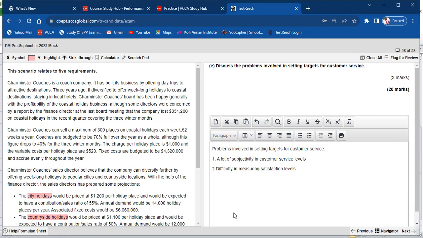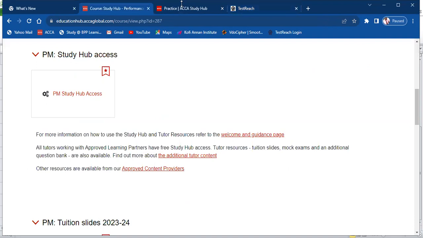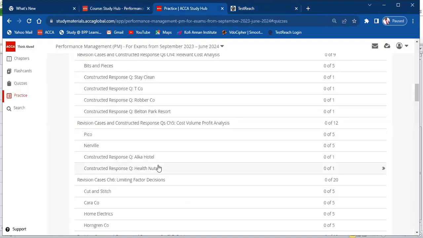So friends, that's it about that revision question on CVP analysis. In the past, when the examiner tested ACA hotels and also tested health nuts, these questions proved very difficult for the majority of people. As a matter of fact, in my estimation, these questions were even more difficult than Charminster coaches that we just did. But try your hands on those also and do the revision questions on the objective tests and objective test cases. It will do you a lot of good to revise for CVP analysis.